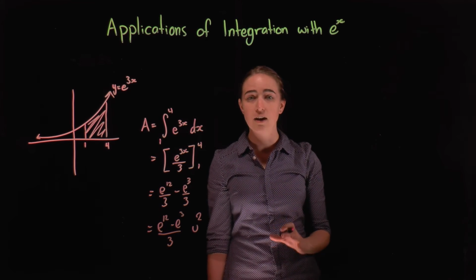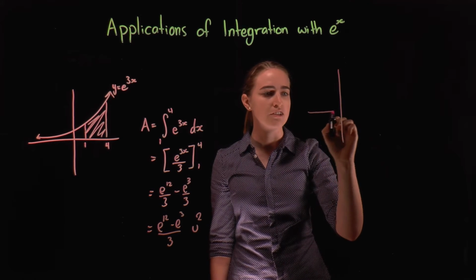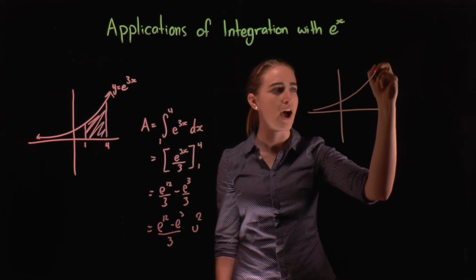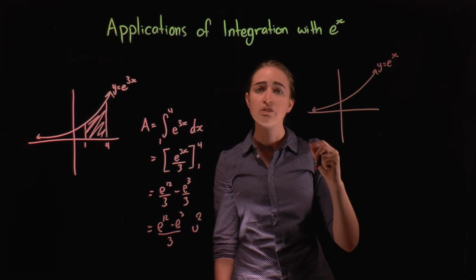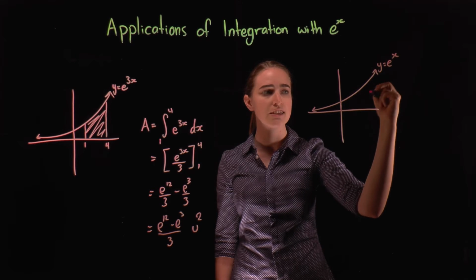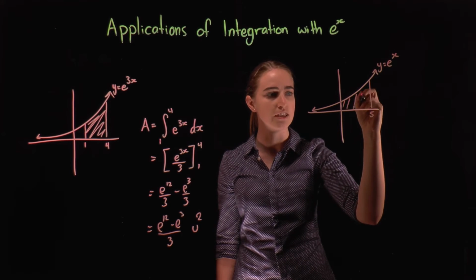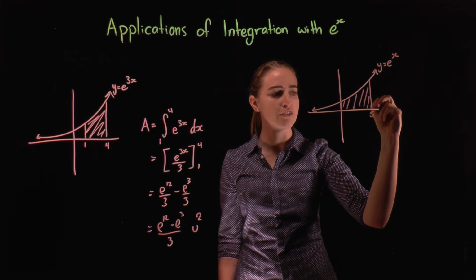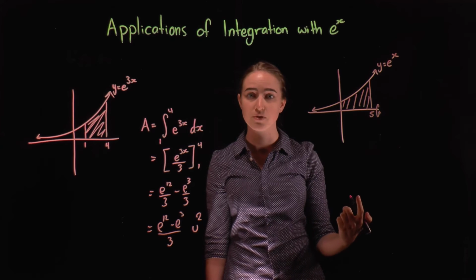All right, let's have a look now at a volume question. So let's have a look at the equation, just y equals e to the x. And I want to find the volume when the region between x equals 0 and x equals 5, so this region here, is rotated around the x-axis. So I want to find the volume of the solid that's formed.